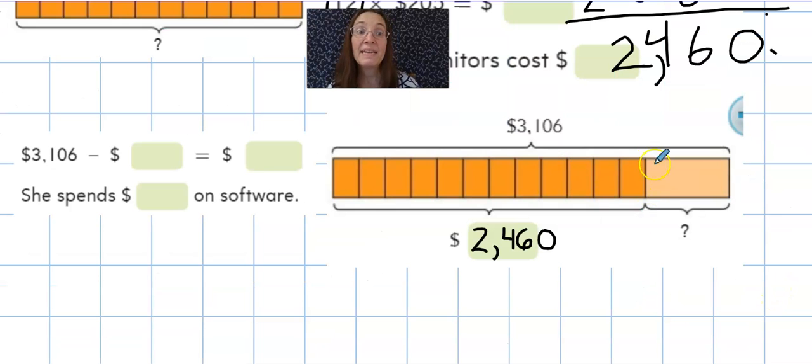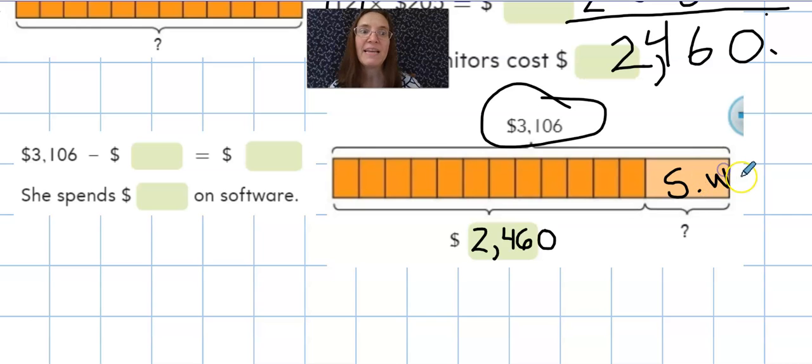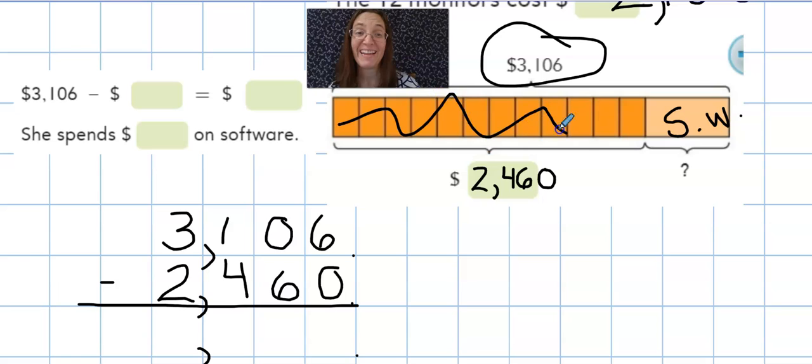$2,460. Now that I know how much the monitors were, I can take it away from the total that she spent to find out how much was spent on software. It looks like another subtraction problem. After all, if I take all this stuff away, I'll be left with just the money for the software. So let's do some subtraction.